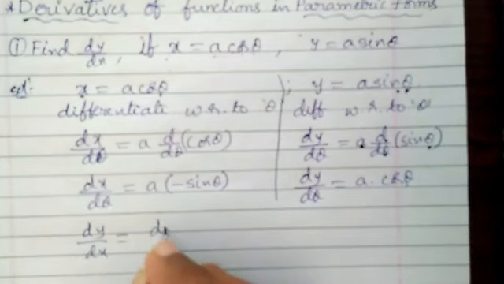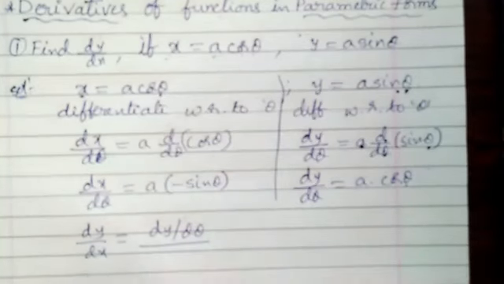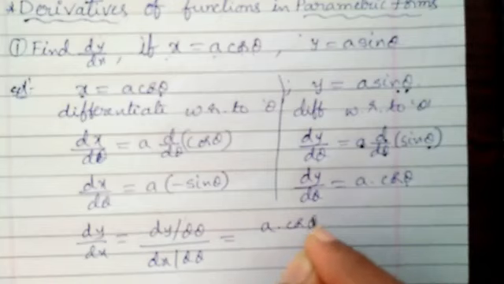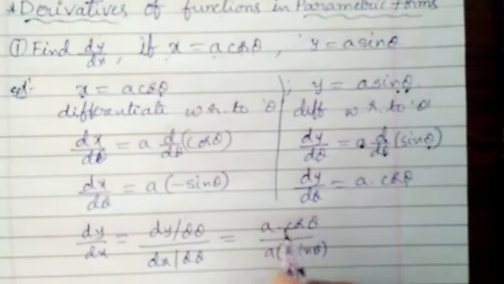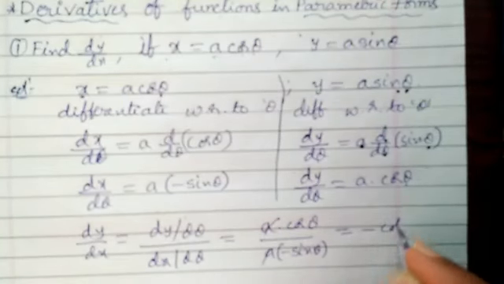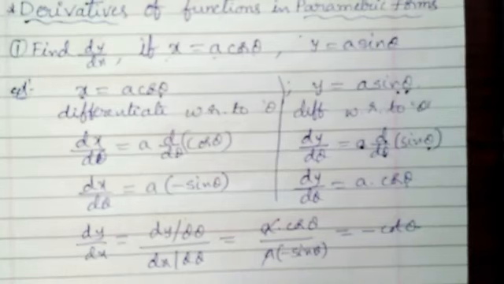Dy by dx is given by the formula dy by d theta whole divided by dx by d theta: a into cos theta by a into minus sin theta. The a will cancel, and you will get minus cot theta. This is the answer for this parametric form.